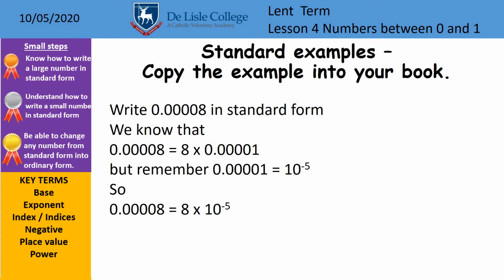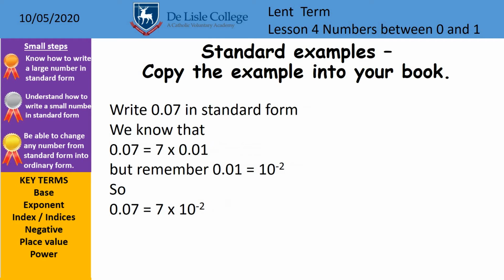Okay. Another example, 0.00008 is the same as 8 times 0.00001, but 0.00001 is 10 to the power of minus 5. So 0.00008, correctly written in standard form, is 8 times 10 to the power of minus 5. Again, make sure you write that down carefully into your book. Here's a third one. 0.07, that's the same as 7 times 10 to the power of minus 2. Just check you understand as we go through it.